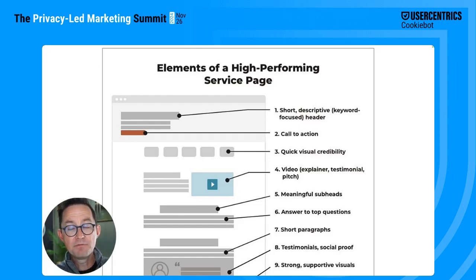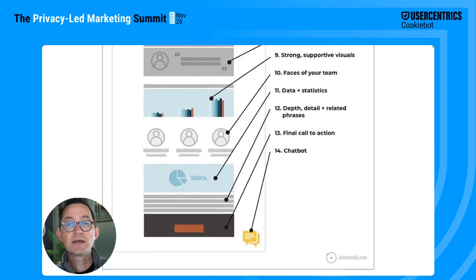And then high above the fold, visual credibility, awards, certifications, client logos, right? Reasons to believe in a visual way. Maybe a video that explains what you do in a prominent location. Meaningful, specific subheads. Don't get fancy. Tell them what you do. Be specific. Answer top questions. Use short paragraphs for easy scanning.